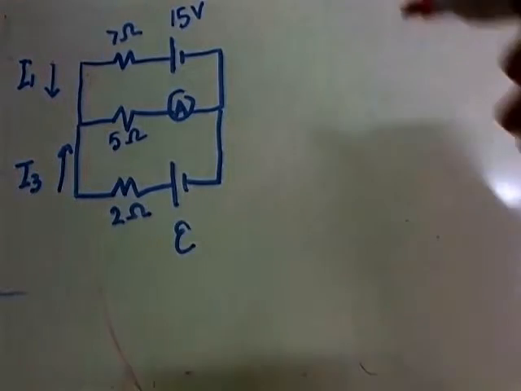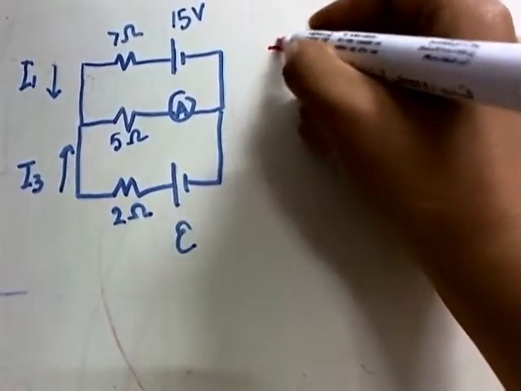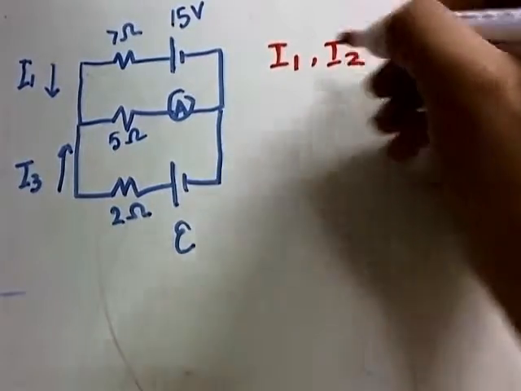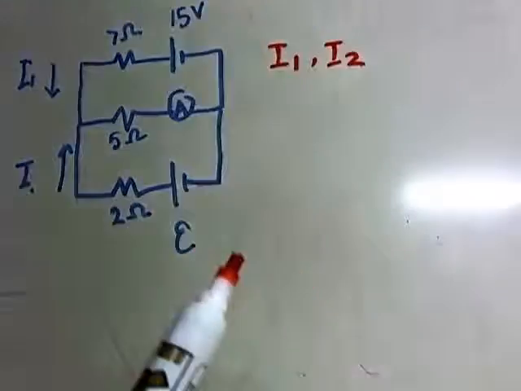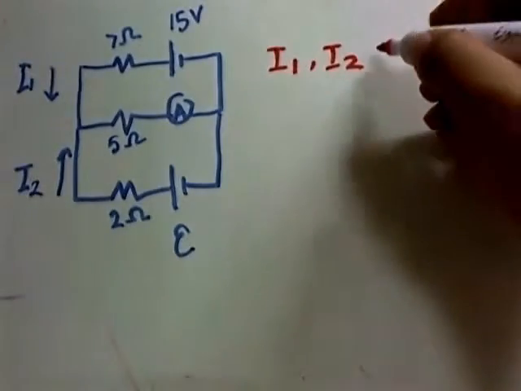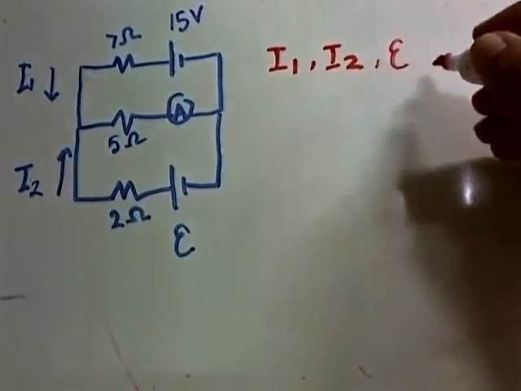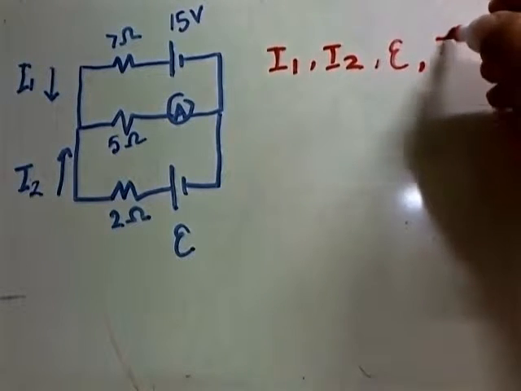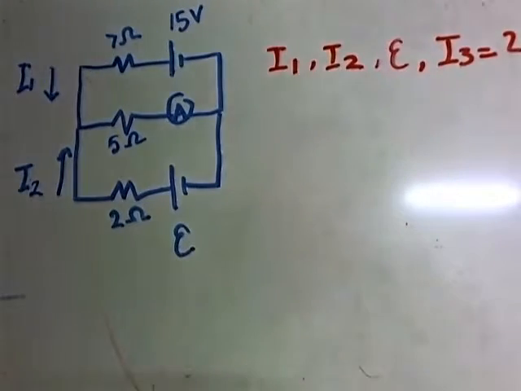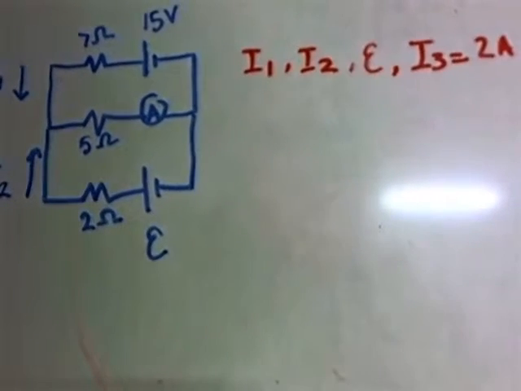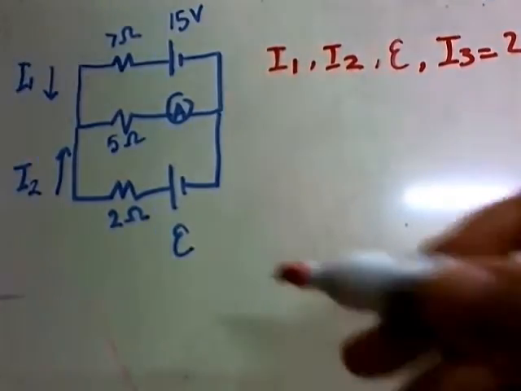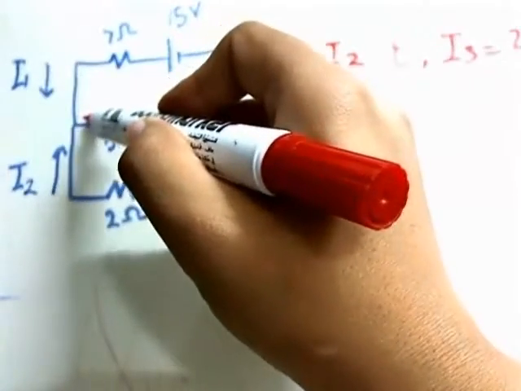Okay, so in this circuit you need to find out what the values of I1, I2 (this is actually I2), and the EMF are. They've given that I3 is equal to 2 amperes. Now, the first thing you're going to do is label I3, which is in this direction.